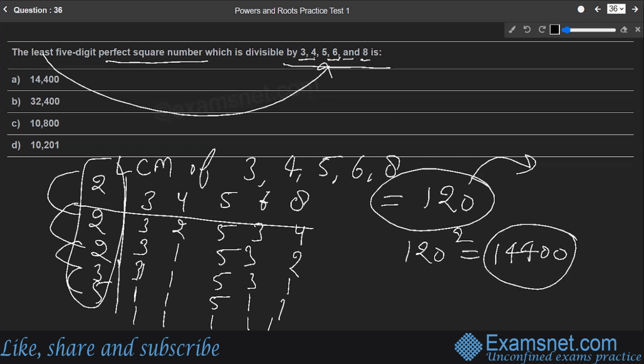14,400, and this is the first square only. So that should be the answer only, because he had said 5-digit perfect square. It has to be in the chain of 120 only, in the powers of 120 only. And if we just went for the second power itself, that brought out the number 1,44,000, and that clearly is a perfect square and a 5-digit number also. So that's what he was asking in the question. So this is the right answer, 1,44,400, rather 14,400, which is available in option number A.